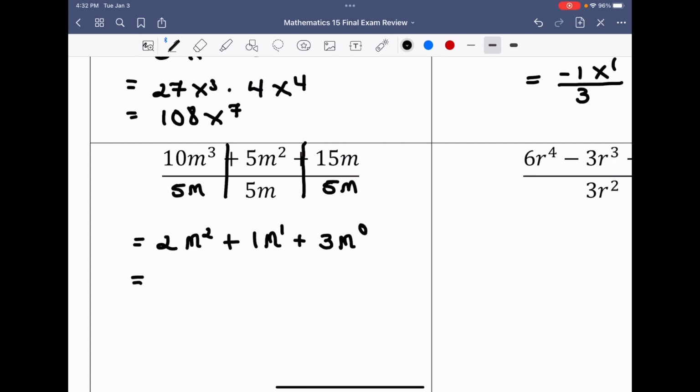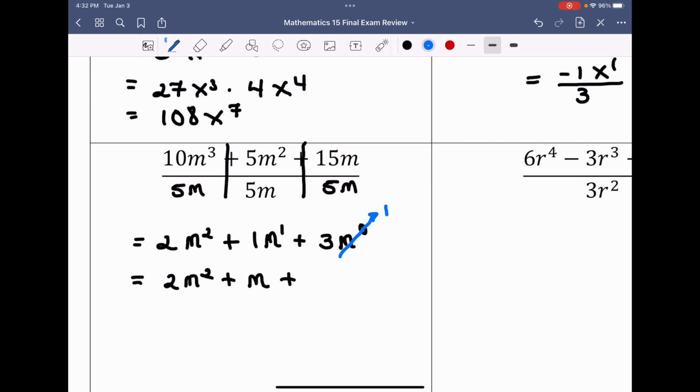Now, let's actually simplify this even further. We have 2m squared plus, we don't need to write those 1s in because remember, anything to the power of 1 is itself and anything times 1 is itself. So I'm just going to put 1, or just simply m, and then plus. Here's where we need to recognize that anything to the power of 0 is always just equal to 1.